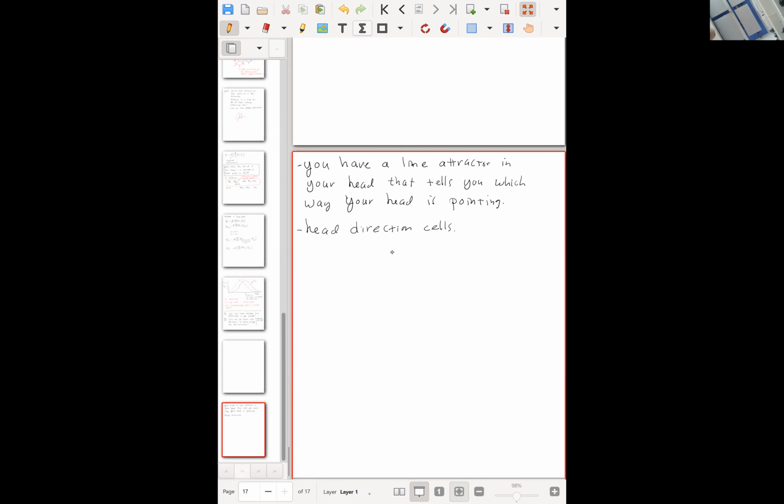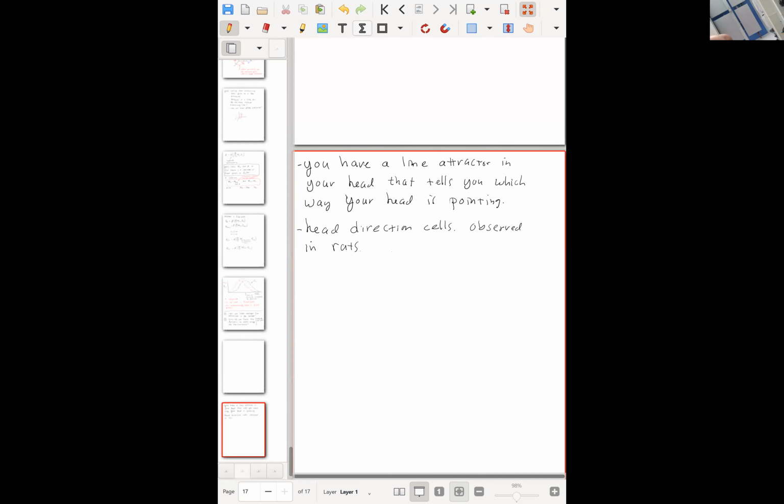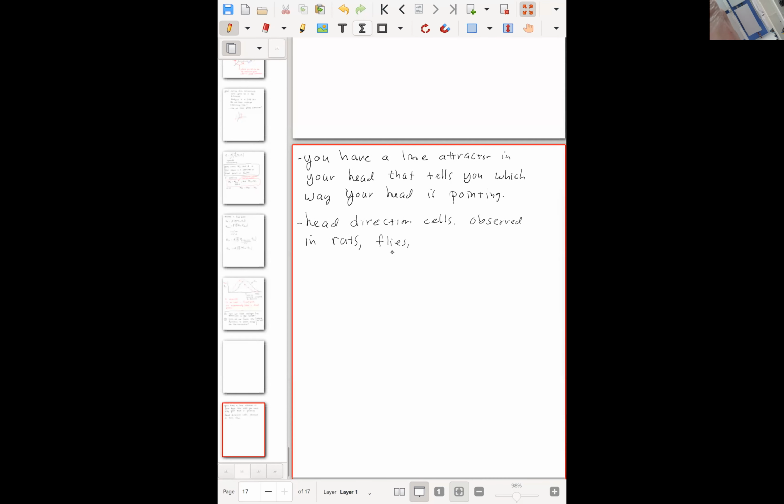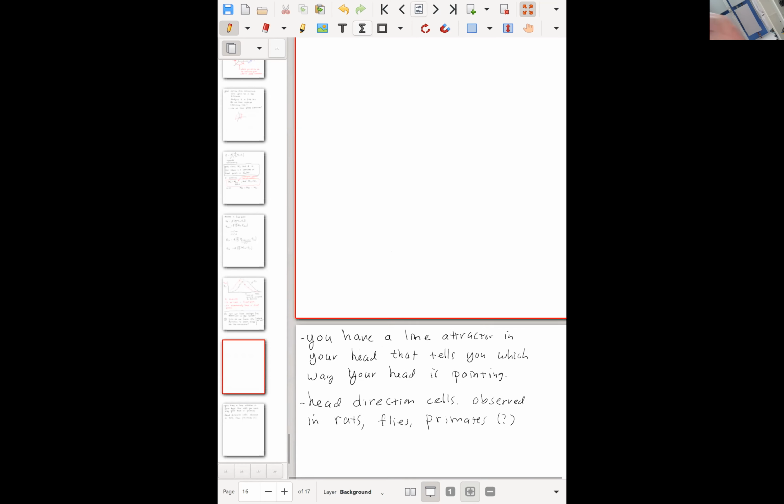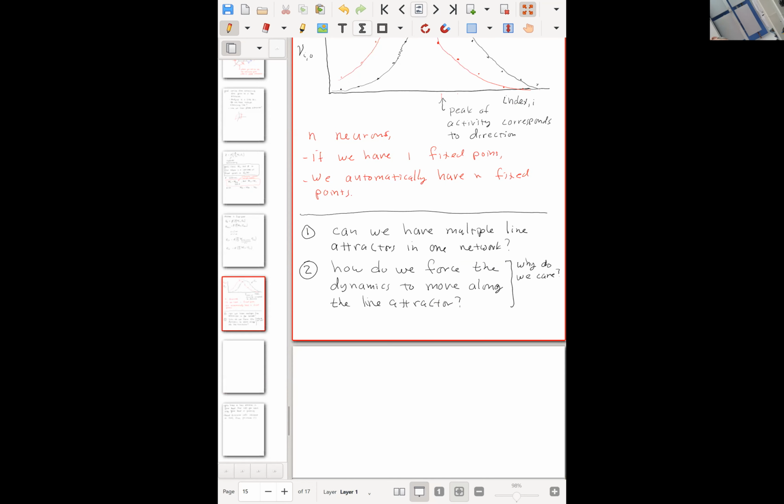So these are called head direction cells. They're observed in rats, flies, and I'm guessing primates, but to tell you the truth, I don't know off the top of my head. I'll put a question mark right there, but they kind of have to be there, right? Because all animals know to some extent where they are when they've moved around. And so we want to address this question: how do we force the dynamics to move along the line attractor?